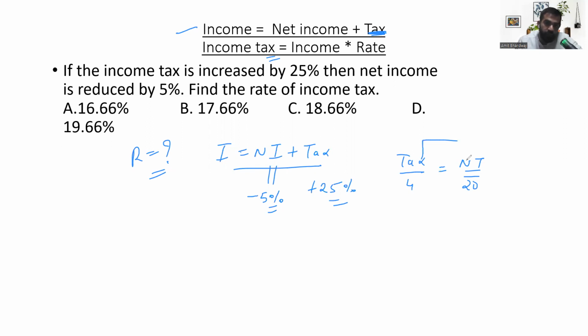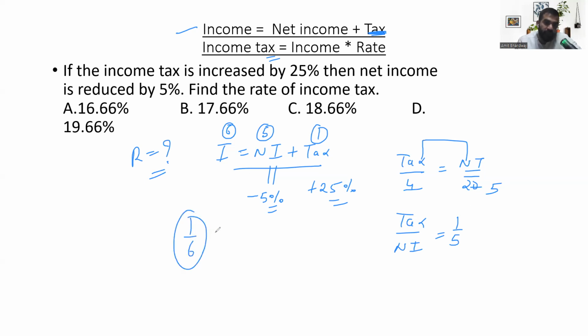That's why we are equating these two. Because you have to give your tax from your income, not from the outside. So net income decreases, tax increases. We can equate, right? So 4, 5, 20. So tax by net income is equal to 1 by 5. For one tax, net income 5, so total income should be 6. Now the question is the rate of income tax. You are getting 1 on rupees 6. So 1 by 6 is what? 16.66%. This is the answer.